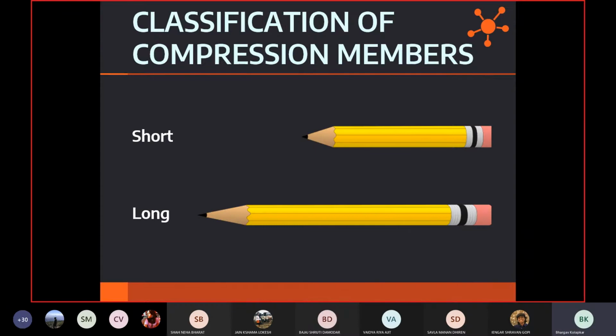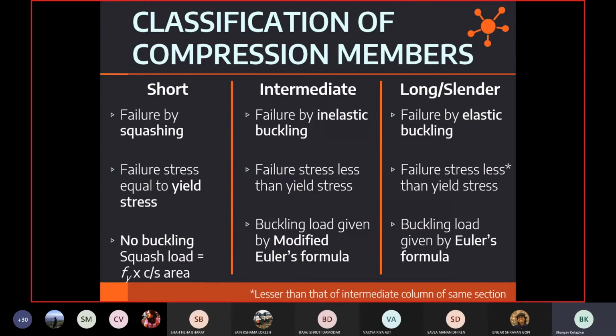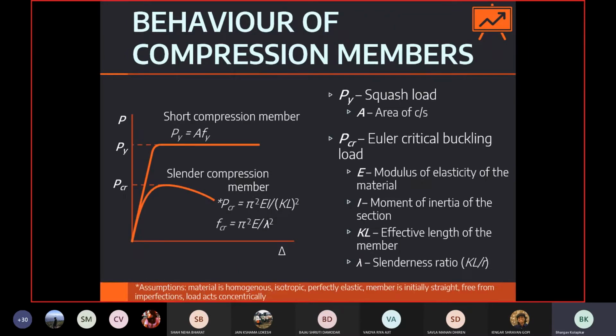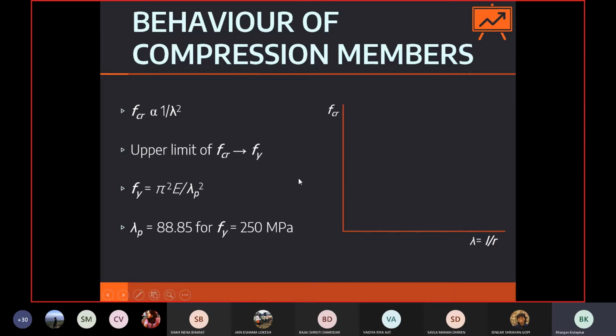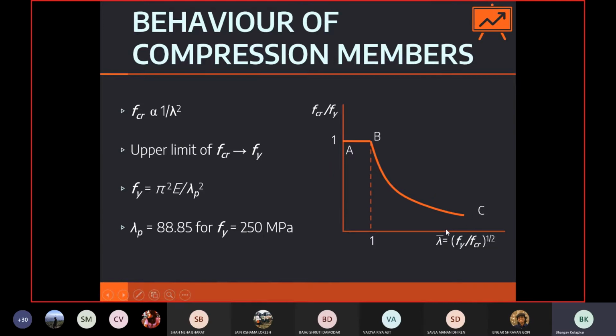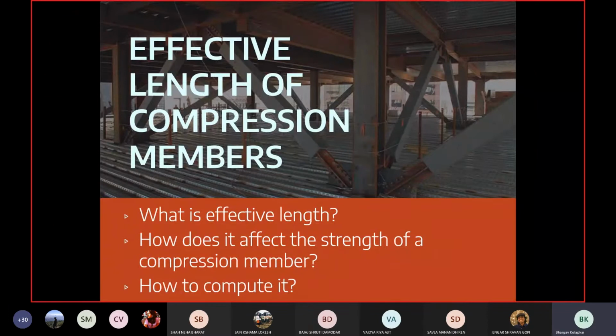Then we looked at an important concept of classification of compression members that's short or long, depending upon the way they fail, and then we further established that it is a function of the slenderness ratio. Then we looked at the behavior of compression members, of short as well as slender compression members. We looked at Euler's formulation for critical buckling load. Then we tried to understand the relation between the buckling stress and the slenderness ratio. And then we sort of tried to understand the curve that is given in the code.